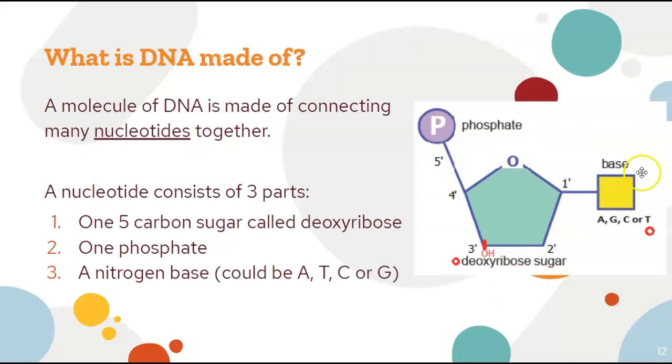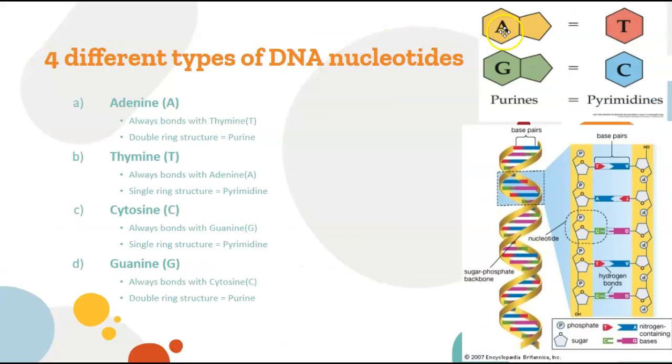A, so if A were right here, that A thing is called adenine. And adenine actually is right here. It's a double ring structure. And adenine always bonds with thymine. Okay, here's thymine right here. It is a single ring structure.